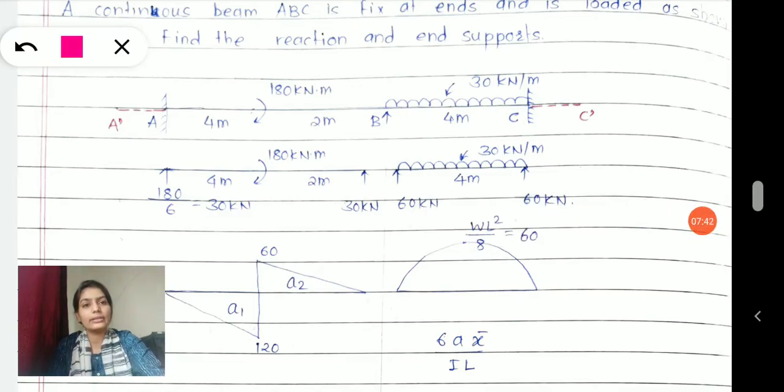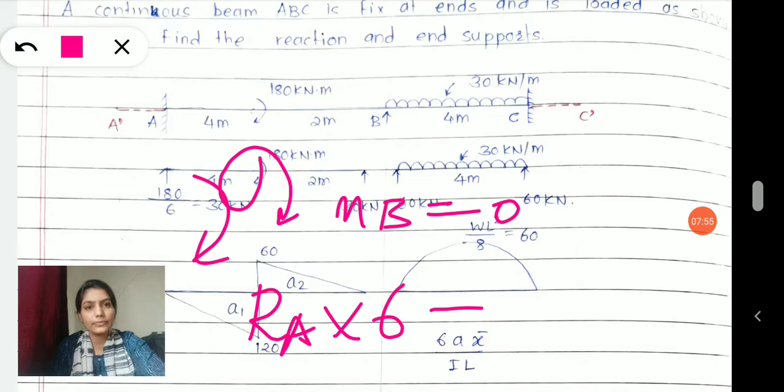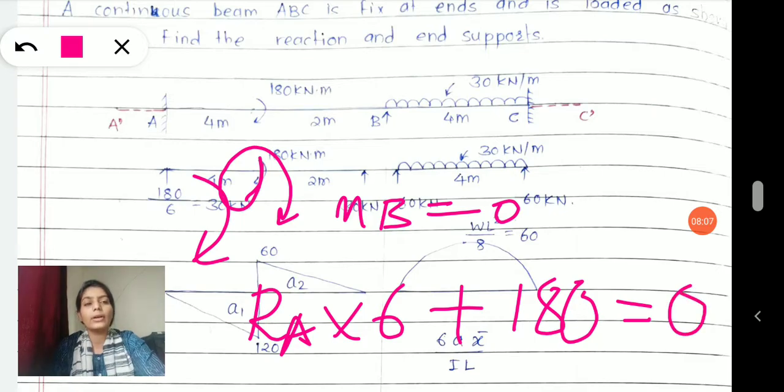For the A end you can calculate similarly. Take moment at B equals to 0. So RA into horizontal distance 6, clockwise moment positive. This is making clockwise again. Yes, again it is clockwise. Plus 180 equals to 0. Okay, now RA equals 180 minus 180 divided by 6.